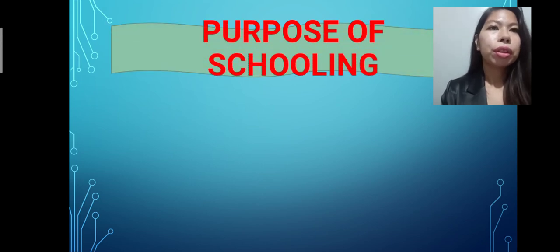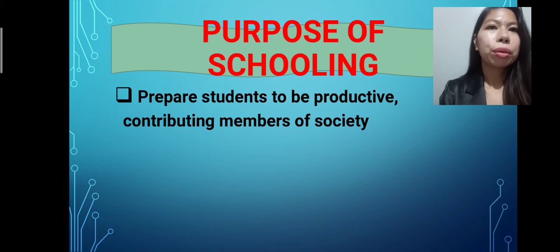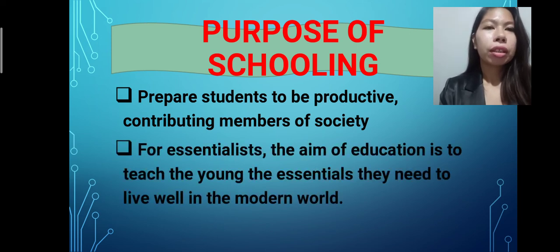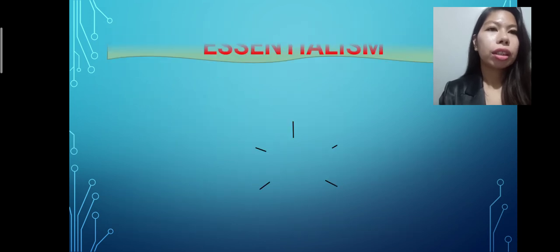So the purpose of schooling is to prepare students to be productive, contributing members of society. For the essentialists, the aim of education is to teach the young the essentials they need to live well in the modern world. And the essentialists teach the basic subjects only.